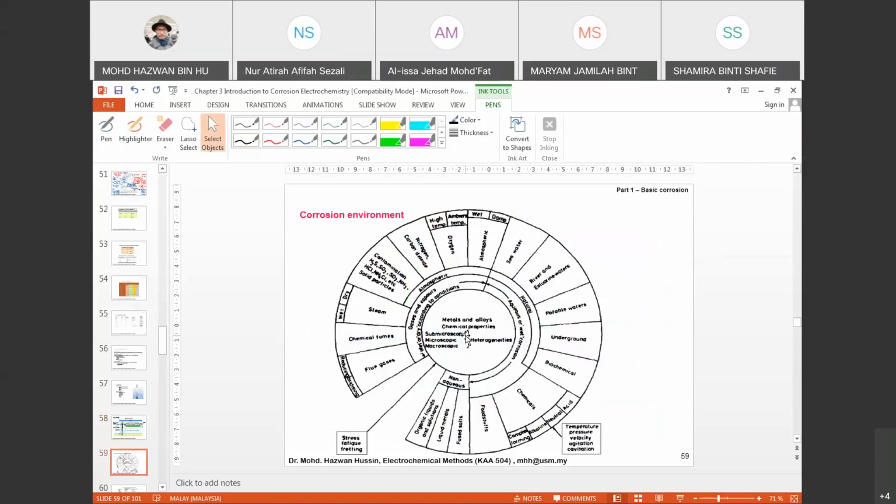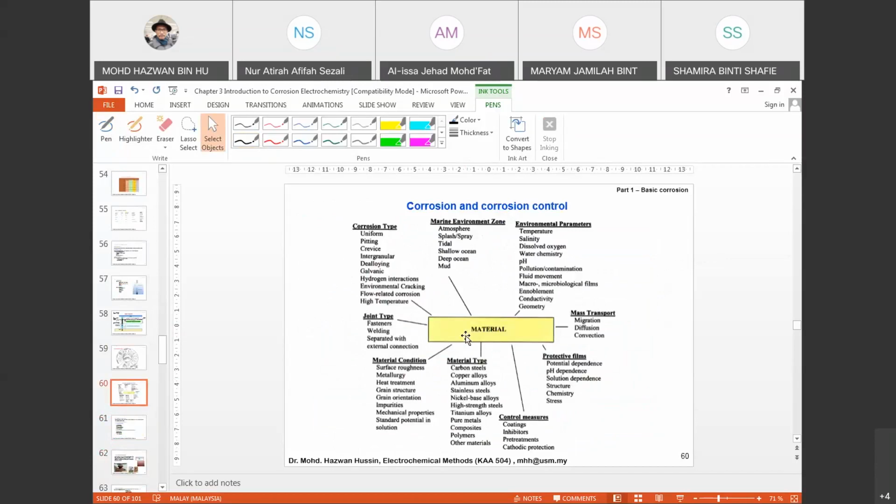So as a summary, we can actually see factors affecting corrosion due to many things: the exposure to the chemicals, external factors, environment, surface, and others. Okay, so same thing, it is just to explain corrosion and corrosion control, what actually affects degradation of materials.